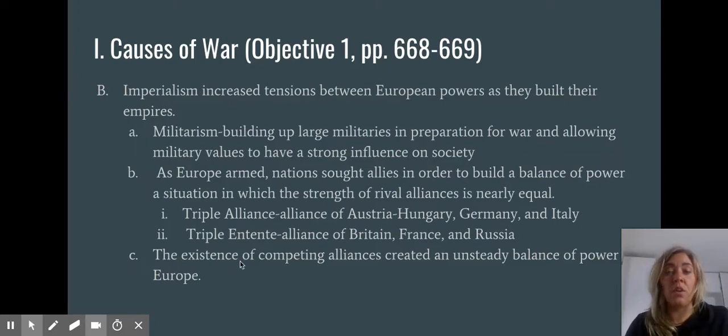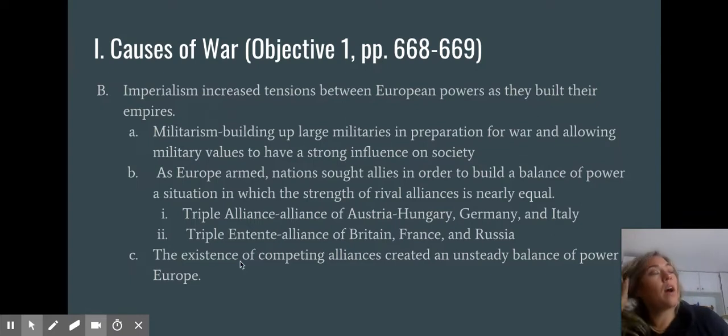Militarism, which I already told you is that idea of building up large militaries and preparing for war. People were doing that in Europe. They were building up these big militaries, but there was no reason to do it. There was no war, but all of a sudden they just started building a big army because they thought, that's what makes a strong country. But as one country builds a big army, it makes the other countries nervous and they feel like they need to build up a stronger army.